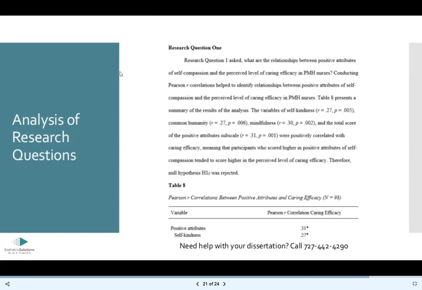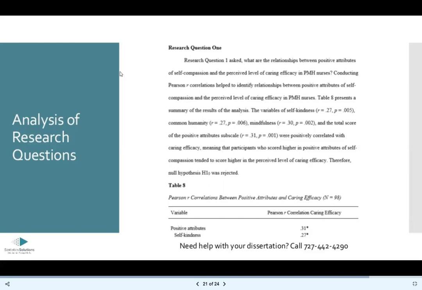Now, here is an example of how we might present the results of a correlational analysis. Here we actually are going to differ a little bit. We're going to restate our research questions first, and then we'll state that we've conducted a Pearson correlation. And we state the variables that we're going to be using in the analysis, so just like we've done with the other two tests. And then we're going to present the Pearson's correlation coefficient.